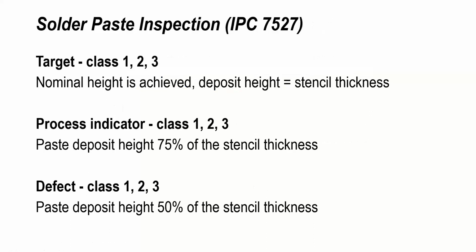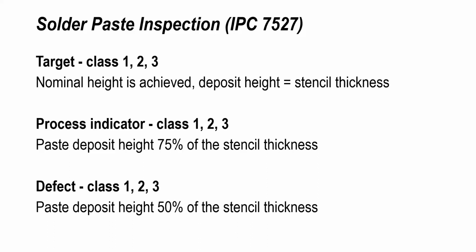Now, I mentioned that IPC has some inspection criteria, and again, you can decide on what numbers you might use, but the IPC 7527 is a document that was released a couple of years back, a lot newer than the document I originally wrote. But this document talks about setting standards for target, process indicator, and defect. And you'll be familiar with this terminology because obviously it's used in other standards, and particularly IPC 610. So if you look at this, nominal height would equal the stencil thickness.